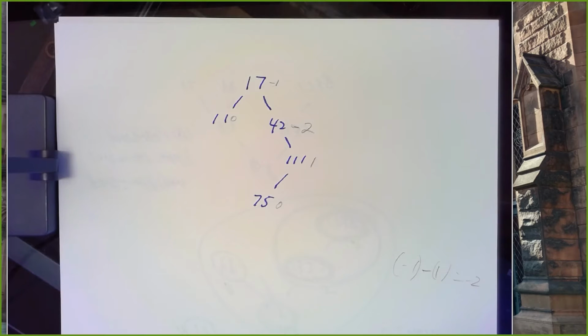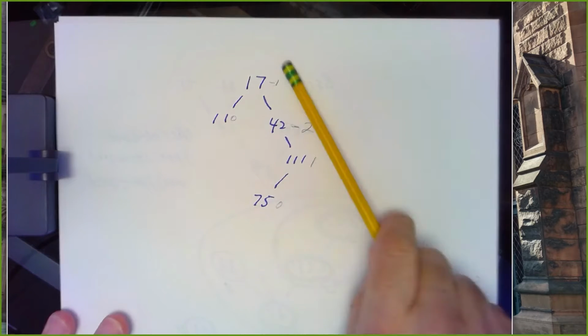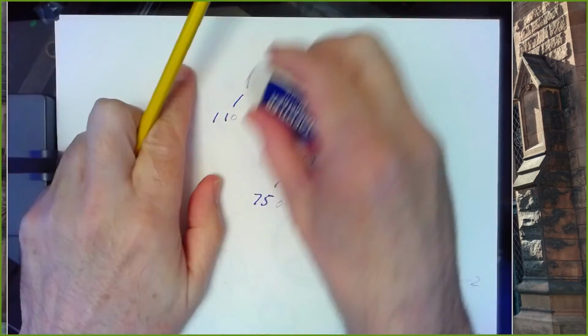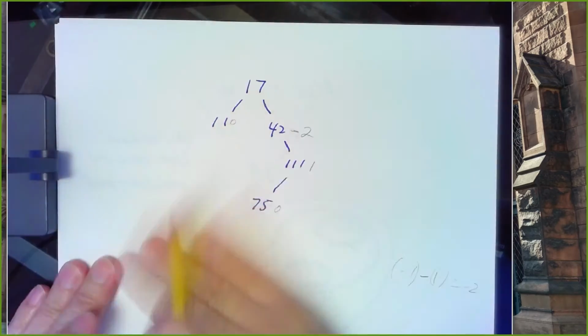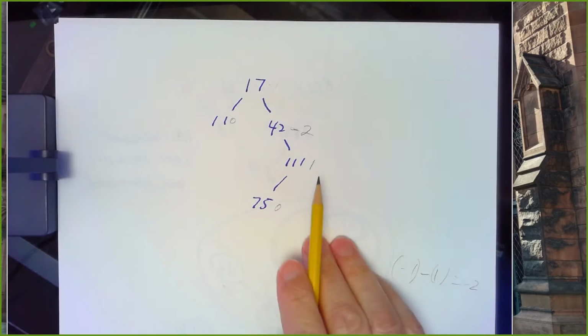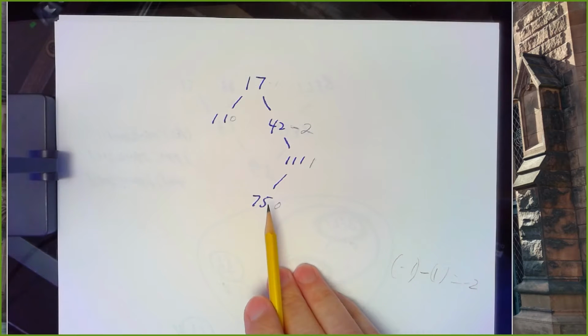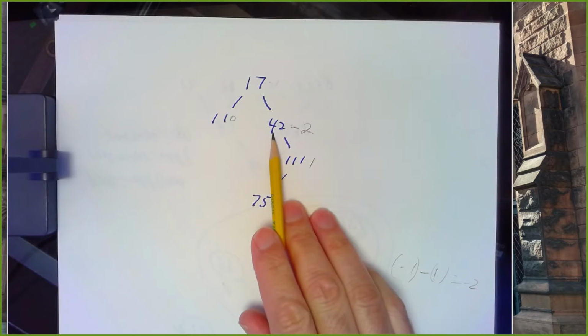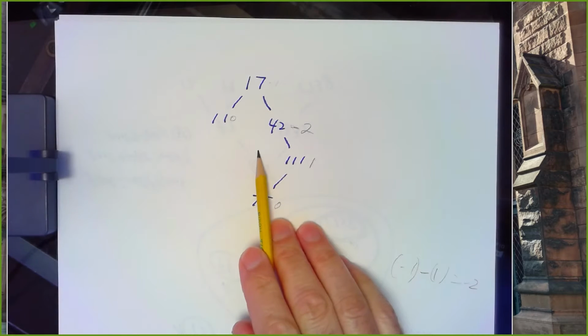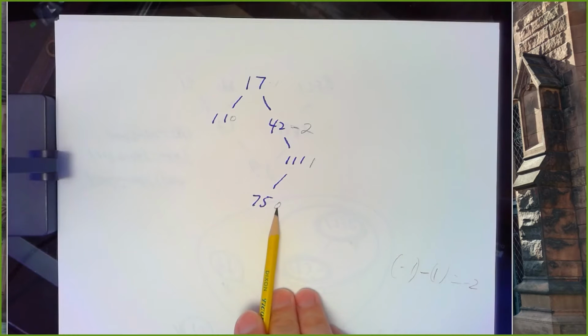So right there is our imbalance point. And at that point, I'm not going to bother calculating these balance factors up here. I'm just going to erase it so we don't fall in love with it. But this is a -2, 1, and 0. The left subtree has a height of -1. The right subtree has a height of 1.